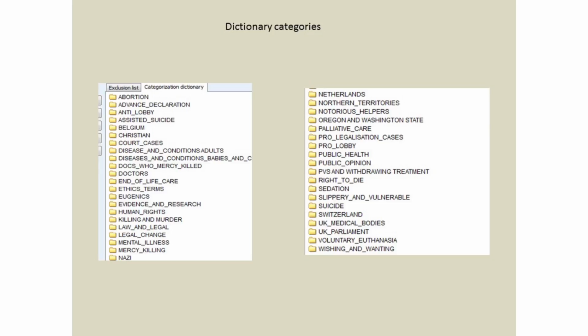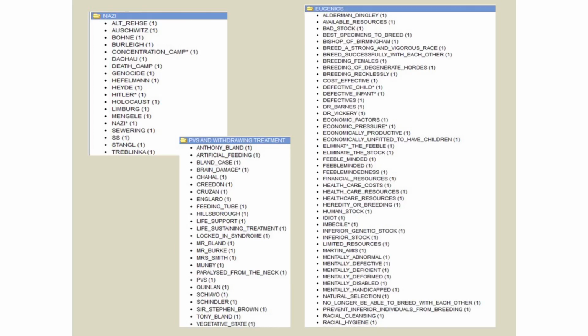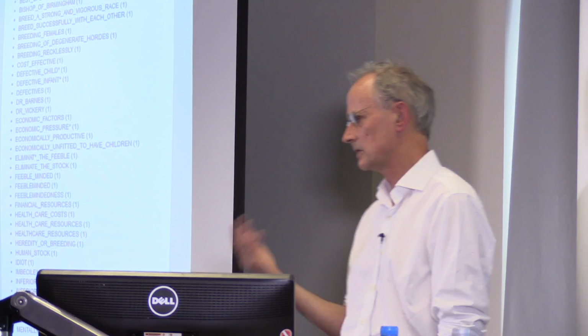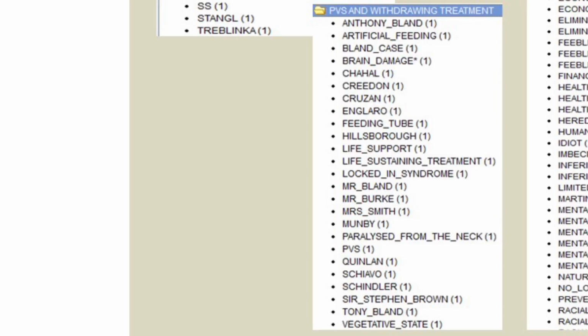And these are examples of dictionary categories. Okay, the one on the left, Nazi: Auschwitz, concentration camp, Dachau, death camp, genocide, Hitler, Holocaust. I mean, less well known are words like Limburg, Severing, Heffelmann, Burley, Boner. But these are words that are associated, when you look at the use of these words, with reference to stories about Nazi euthanasia.